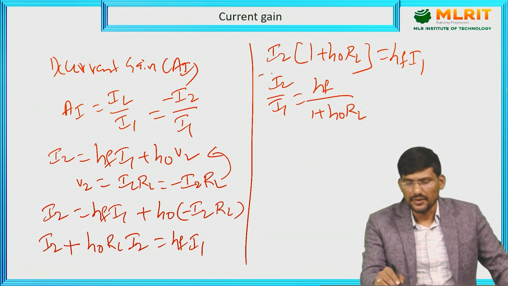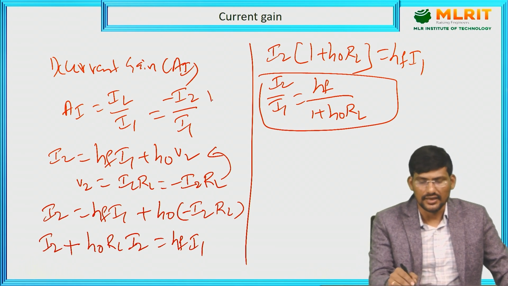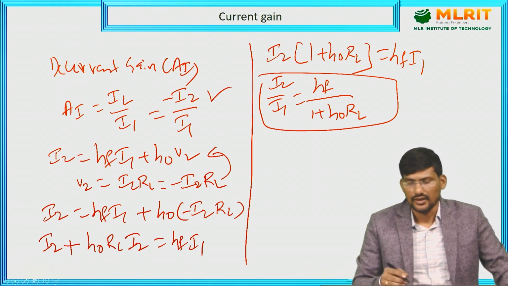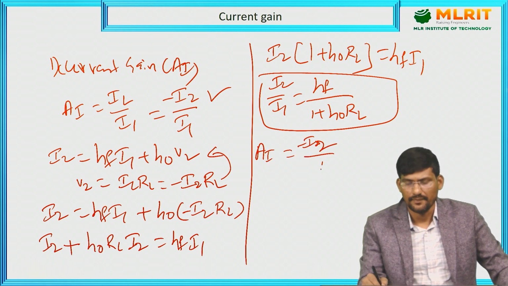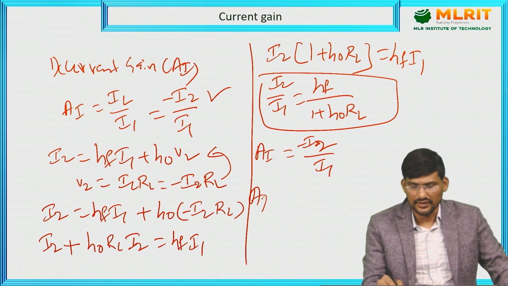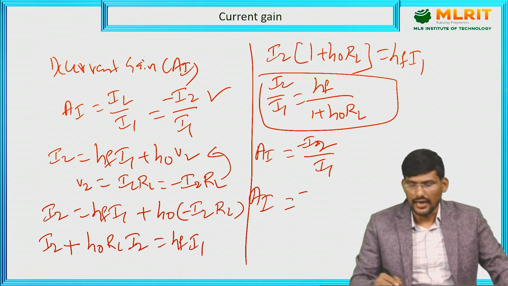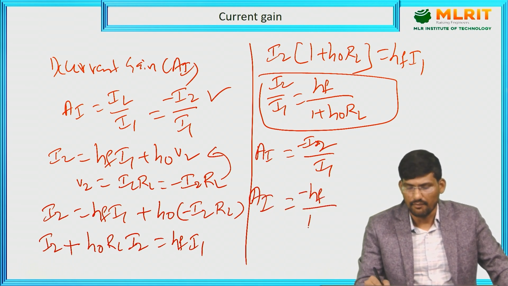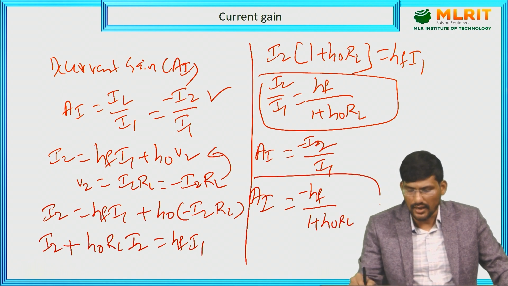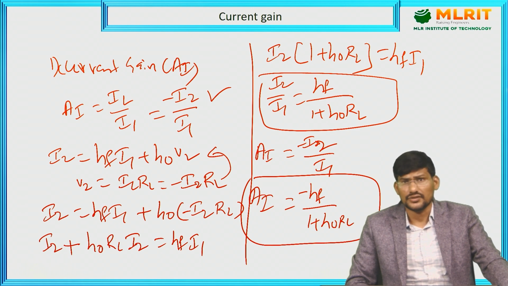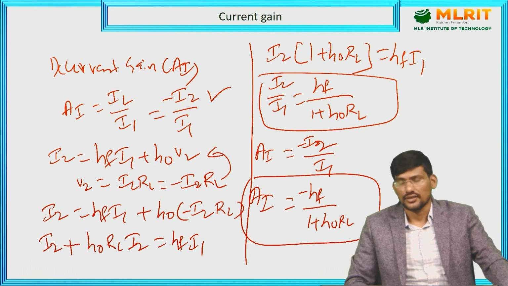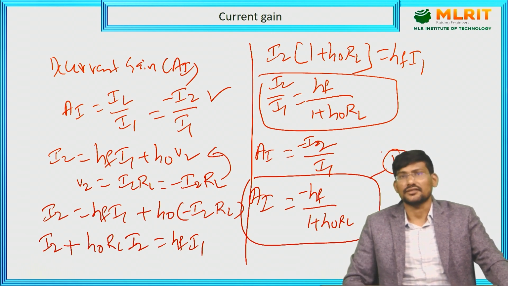Now this is the expression we got, but what is the current gain expression? Current gain expression is minus I2 by I1. So AI, the current gain, is equal to minus I2 by I1. The final expression is minus I2 by I1 is equal to HF divided by 1 plus H0 into RL. The current gain of a particular transistor depends on three parameters: first HF, the forward current gain, then the output admittance H0, and RL, which is called the load resistor. Consider this as the first equation. So we derived the equation for the current gain.